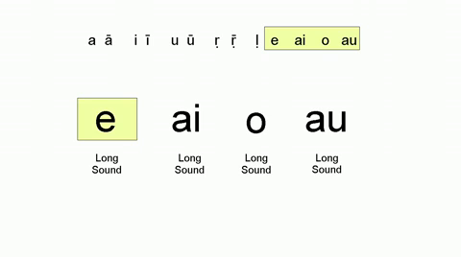A, I, O, Ow. And that completes the list of 13 vowels. Let's go through them all at once now. Read along if you like. I'll go through them slowly.